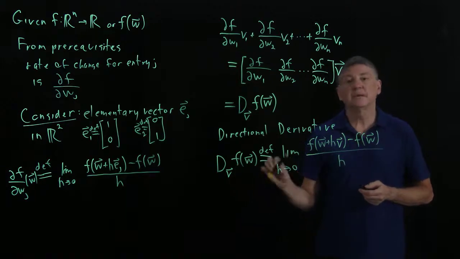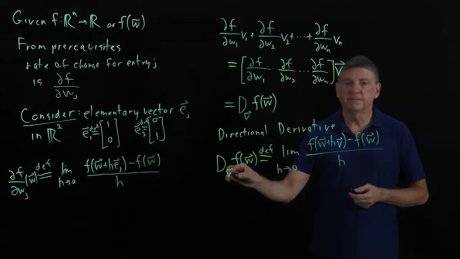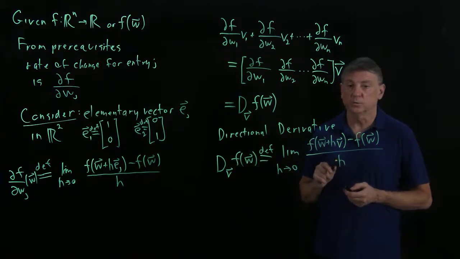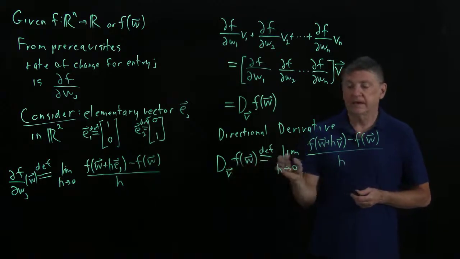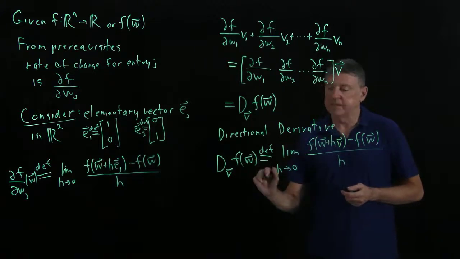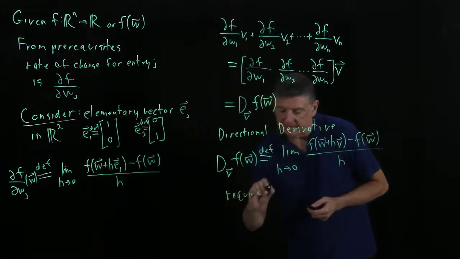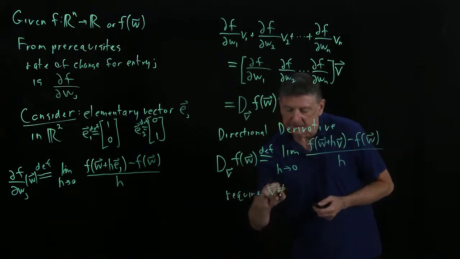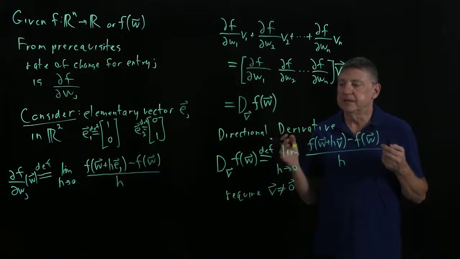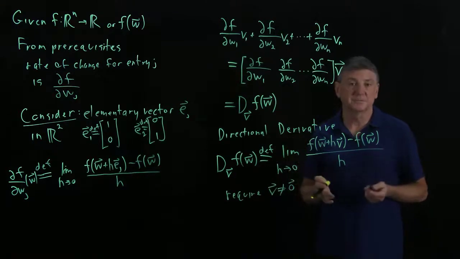Let's observe in passing that some authors will require that this vector v have unit length. That is, some sources will require that the norm of the vector equals 1. We won't make that restriction. What we do have to require, and this is important, is simply that the vector v is not the zero vector, because the directional derivative in a direction of magnitude 0 simply doesn't make semantic sense.